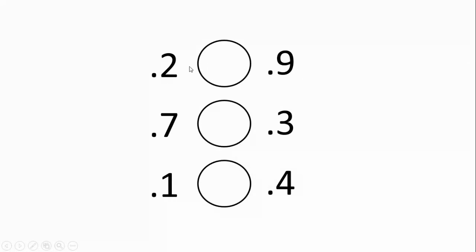The same amount of numbers, obviously a 9 is bigger than a 2. 9/10 is bigger than 2/10. Obviously 7/10 is bigger than 3/10. 7 is bigger than 3. 1 is less than 4, so the fish is going to be swimming towards the 4. All right. Again, the fish swims towards the biggest number.